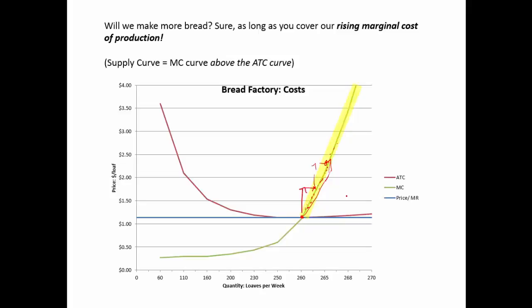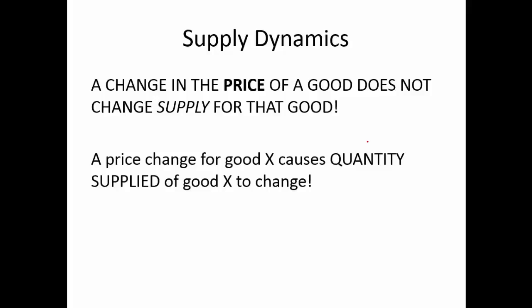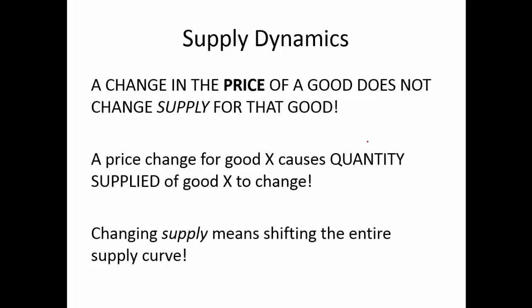Remember, the supply curve says how much producers will produce at various prices. I will produce more at higher prices because my costs are rising at the margin. Okay, so there's our upward sloping supply curve. Now the supply dynamics are going to be exactly parallel to demand dynamics. A change in the price of a good does not change supply. When the price changes, the quantity supplied changes. In order for that whole supply curve to move, we have to have a change in an underlying determinant of supply.